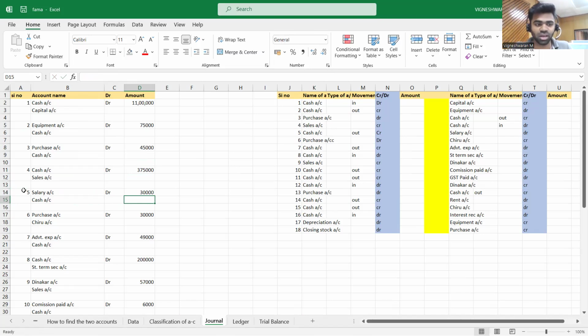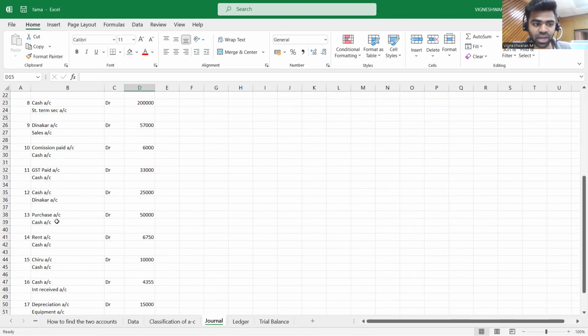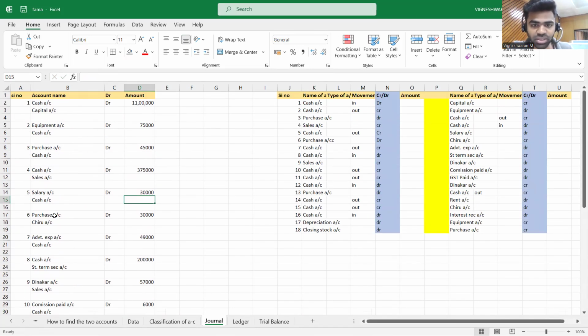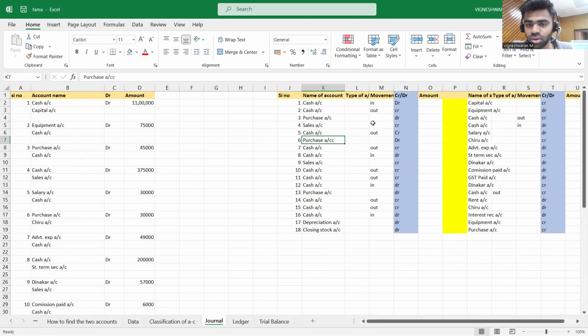So like this, we have to write the journal for all of them. As it is very easy, I have made the journal entry for all the items. For the sixth one, it will be purchase account, debtor, zero account. To write a journal, we have to find which account is on the debit side, then write that account first. For the sixth one, there are two accounts, purchase account and zero account, right? Here, purchase account is on the debit side. So I have to write purchase account, debtor, zero account. Then the amount is 30,000.